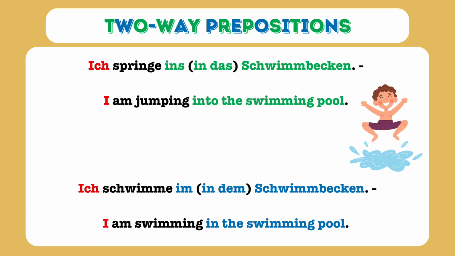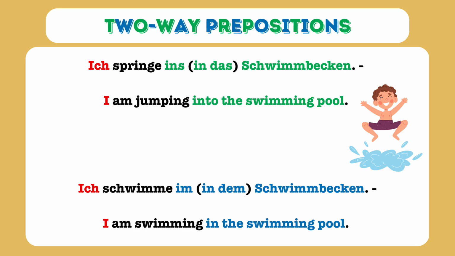Ich springe ins Schwimmbecken. I am jumping into the swimming pool. Ins is another contraction. This is a contraction of in and das. Again, we use the accusative case because we were jumping from the outside of the pool into the pool. In das Schwimmbecken. Ins Schwimmbecken.